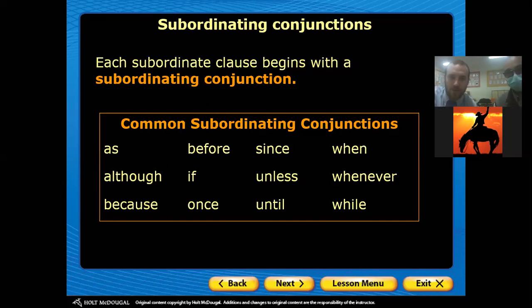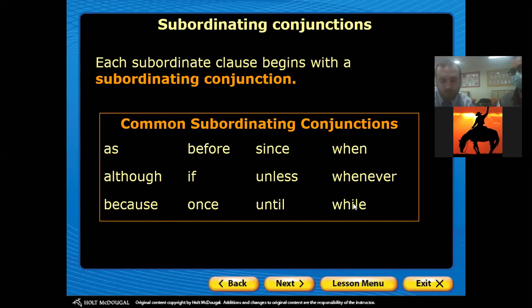And this will be used for complex sentences. Take a note of these ones. We have as, before, since, when, which we just used, although, if, unless, whenever, because, once, until, and while.